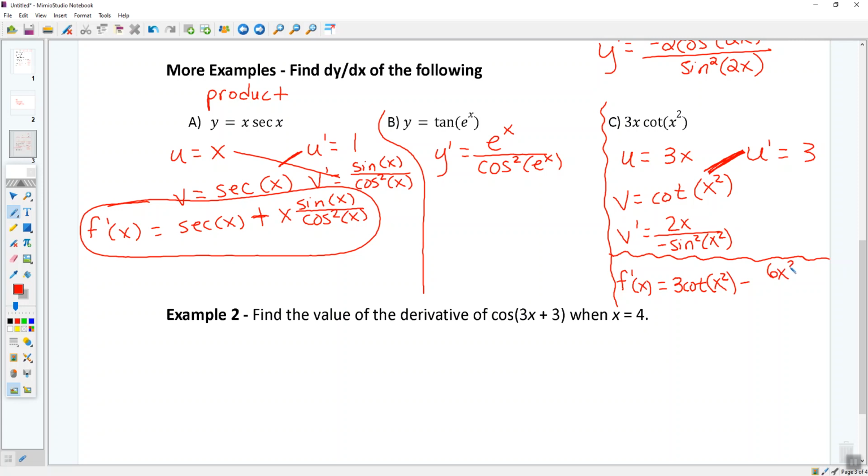Does everybody understand where the 6x squared just came from for u prime? That's the 2x and 3x together, right? All over sine squared of what? All agreed with that?